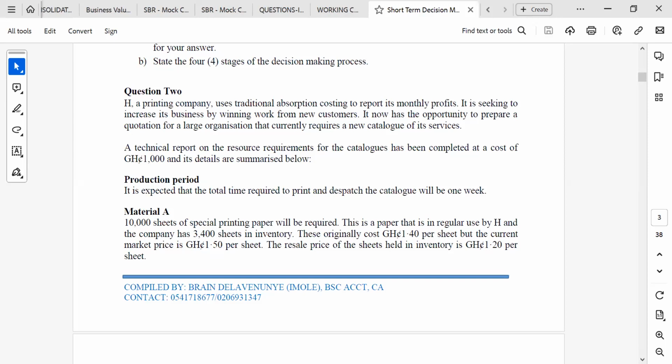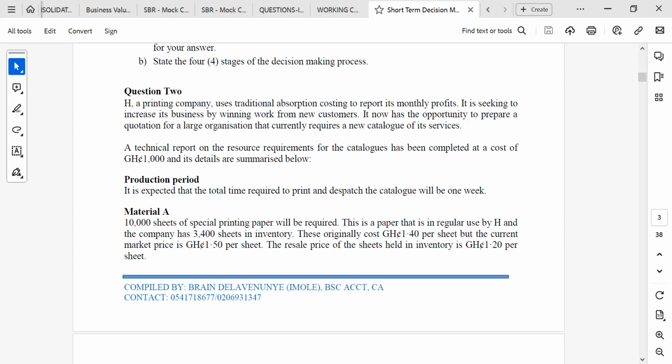H, a printing company, uses traditional absorption costing to report its monthly profits. It is seeking to increase its business by winning work from new customers. It now has the opportunity to prepare a quotation for a large organization that currently requires a new catalog of its services. A technical report on the resource requirements for the catalogs has been completed at the cost of 1,000 Ghana cedis, and its details are summarized below.